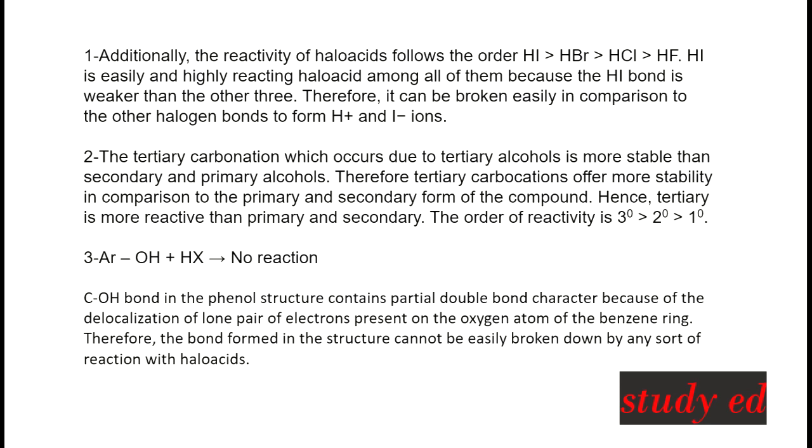But is it possible to obtain haloarenes from phenol? That is not possible. In this figure we can see that the C-OH bond in the phenyl structure has partial double bond character because of the continuous delocalization of a pair of electrons from the oxygen atom into the benzene ring. So that's why haloarenes are not formed by the reaction of phenol with halogen acids.